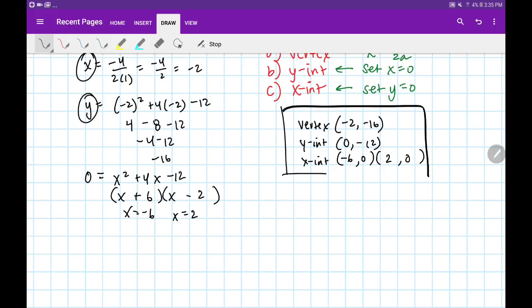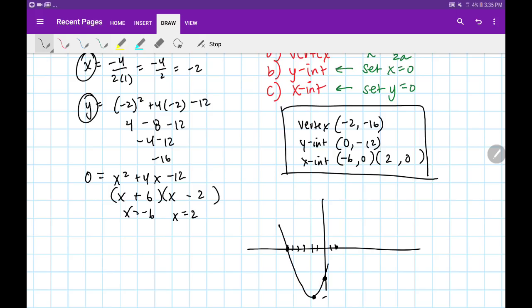And now I'm ready to graph from all this. So let's go to (−2, −16). I'm going to estimate it's right there. Next, I'll go to (0, −12). Go to positive (2, 0), and (−6, 0) for a nice graph. That should go through all the points. Okay, mine's a little off. It should go right here.